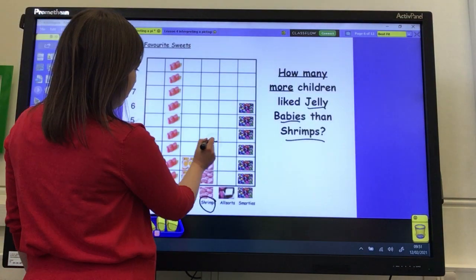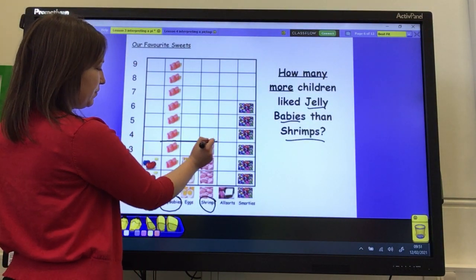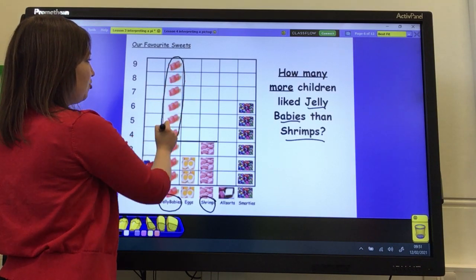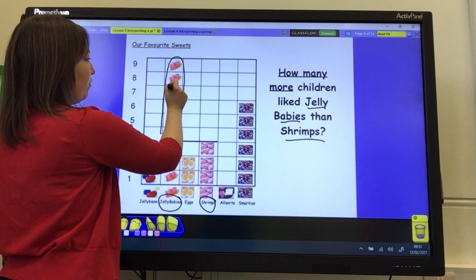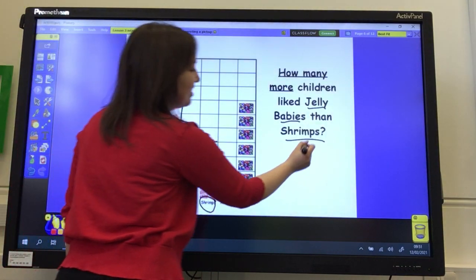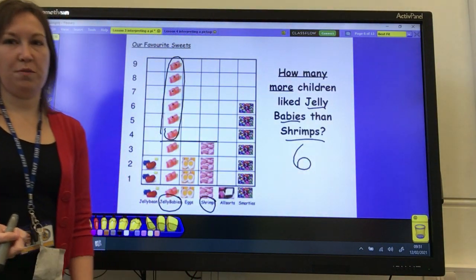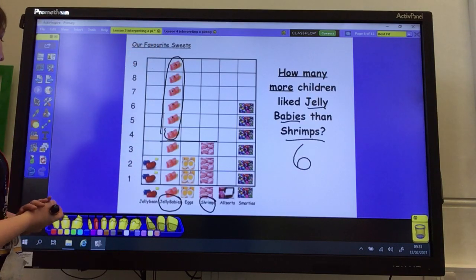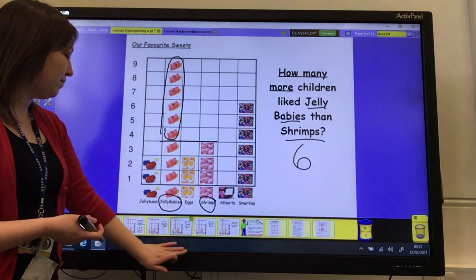Okay, so I'm going to draw my line across because I found shrimps. I've gone across to my jelly babies and I've got these extra ones. 1, 2, 3, 4, 5, 6. 6 extra people, 6 more children chose jelly babies than shrimps.